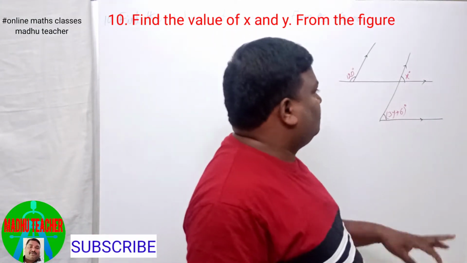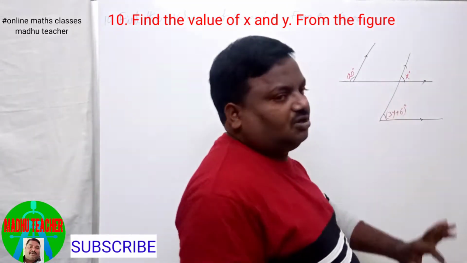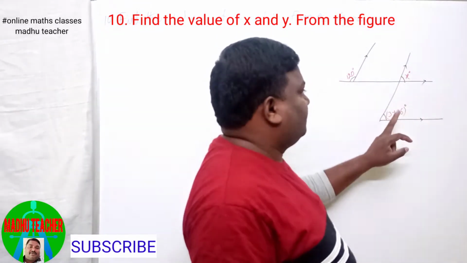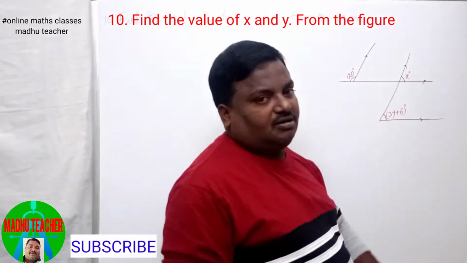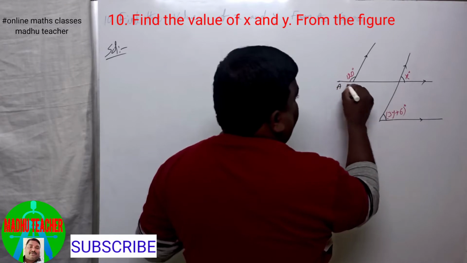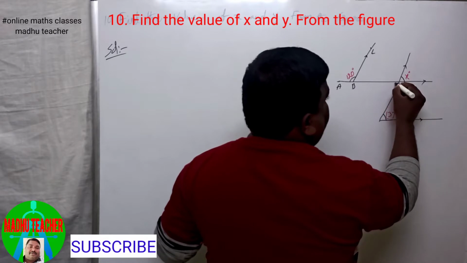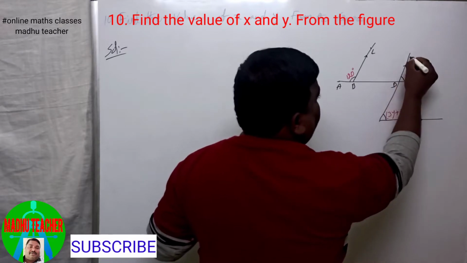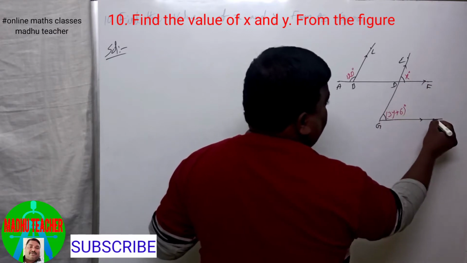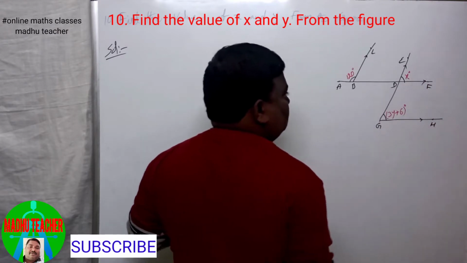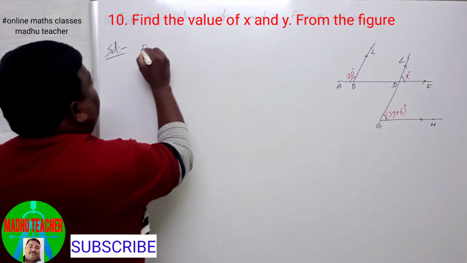So this is the figure. We have x and y. By using this, you have to find the value of x and y. Here these two arrowheads are parallel and these two arrowheads are parallel. Let us take A, B, C and this intersecting point D, E, F, G, H. Just for convenience, I am writing names.